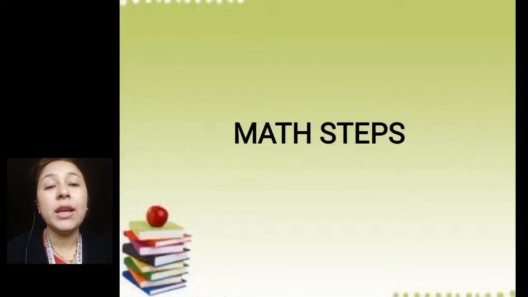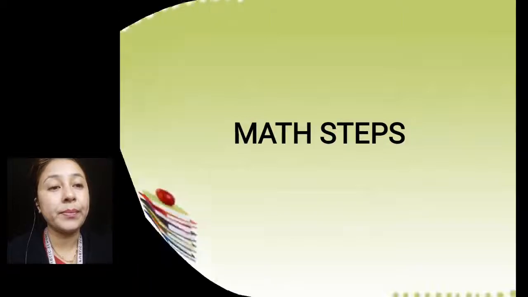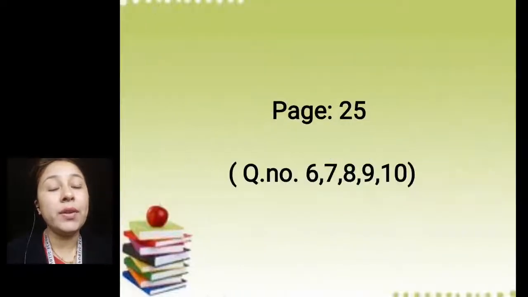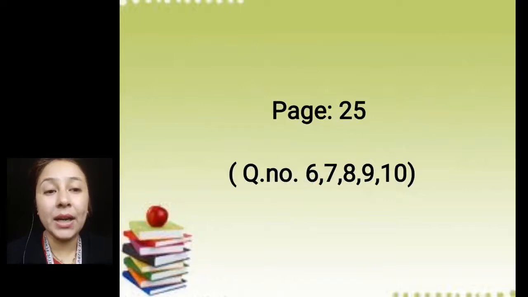So children, in today's class we will continue with the Math Steps book, chapter 2, 4-digit number. Yes children, we are doing chapter 2 since many days, and in today's class we will do page number 25, question number 6, 7, 8, 9 and 10. Children, keep this in mind that whatever is being done in the book, we are doing those questions first, okay? And the ones which have to be done in the copy, those questions we will do later on.